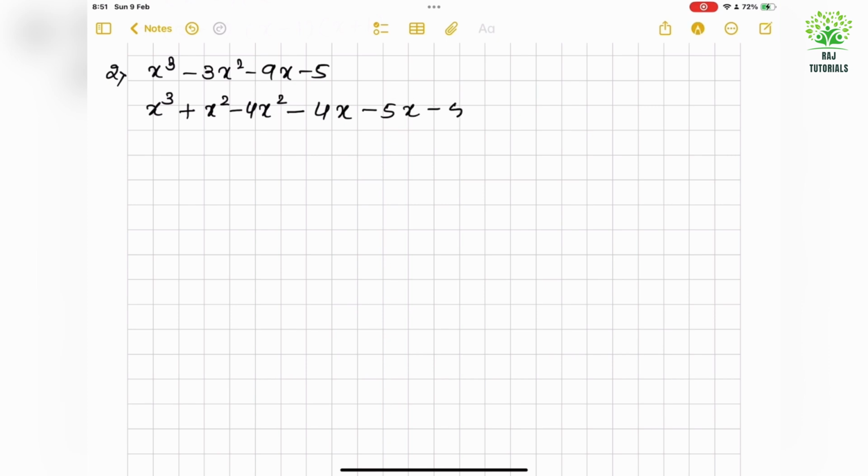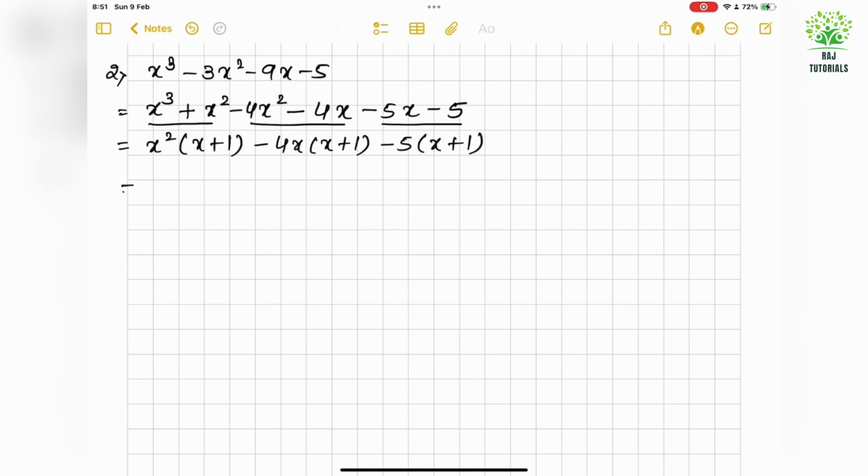So then in the next step, if I take from the first two x square common, I get x plus 1. From the next two I am taking minus 4x, so I will get x plus 1. From the last two I am taking minus 5, so x plus 1. Now from all three of them I am taking x plus 1, and in the bracket I will get x square minus 4x minus 5.